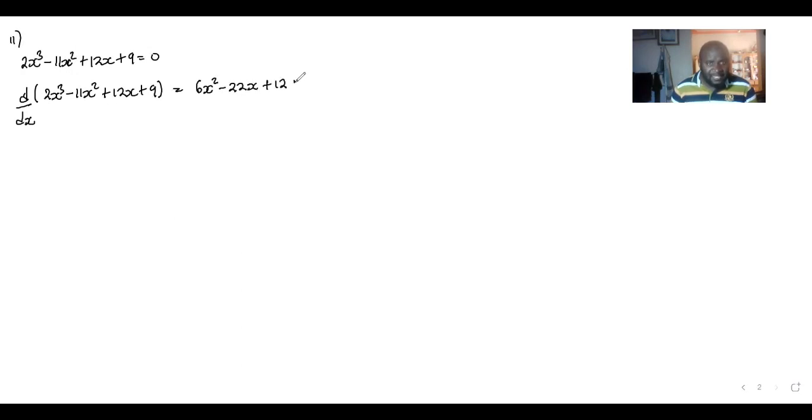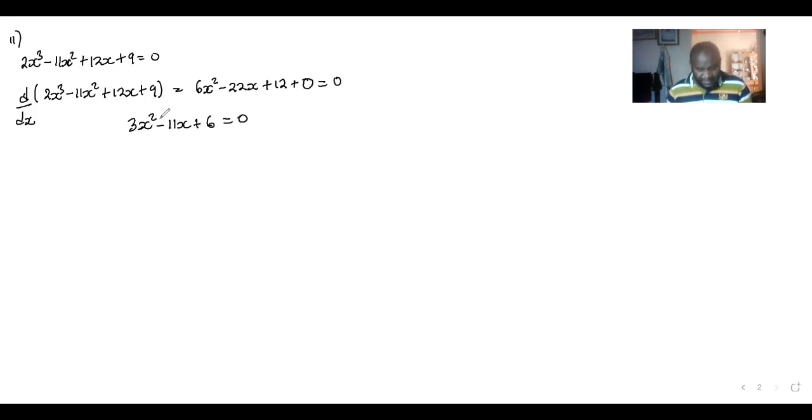And to my friend who just asked me, next time we don't need to write there the 0. You can just neglect it. But you have to equate that derivative to 0. So you'll end up having 3x squared minus 11x plus 6 is equal to 0.